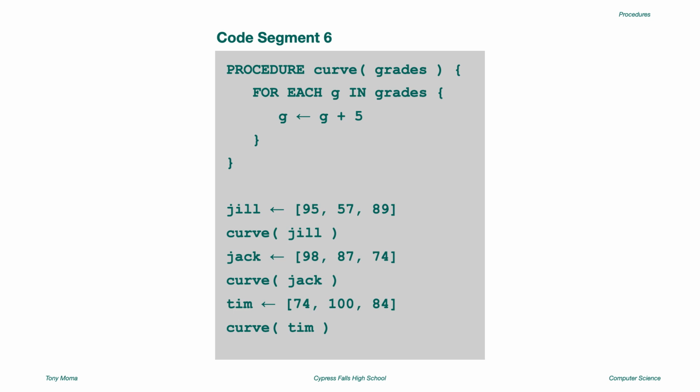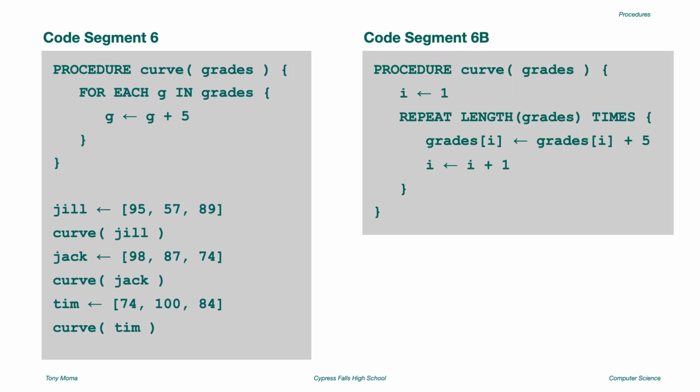Here, the return keyword is not necessary because we're changing the list inside the method. Hence, there is no need to output anything back to the main program. Here's another way we could have defined this curve method. Here, instead of a for each loop, we use a repeat loop.